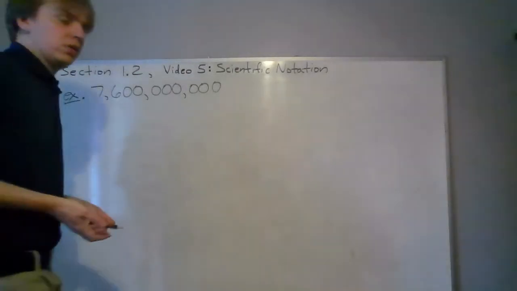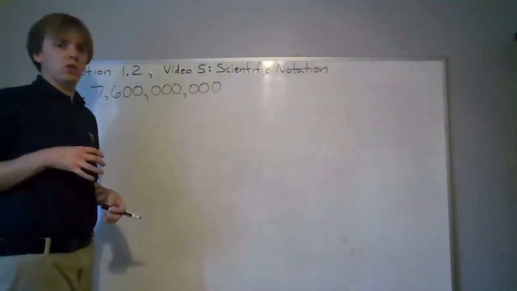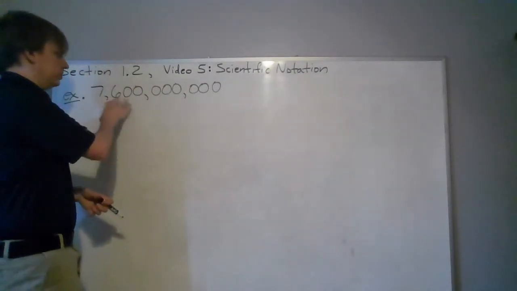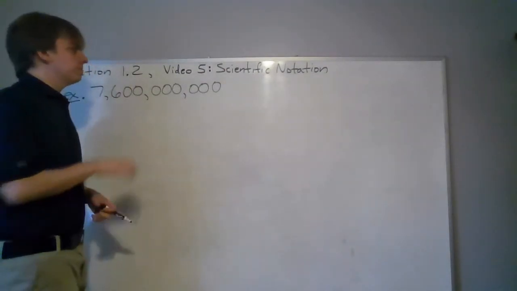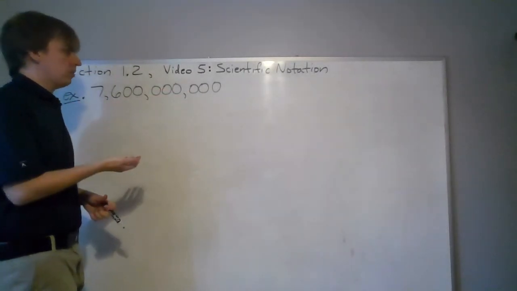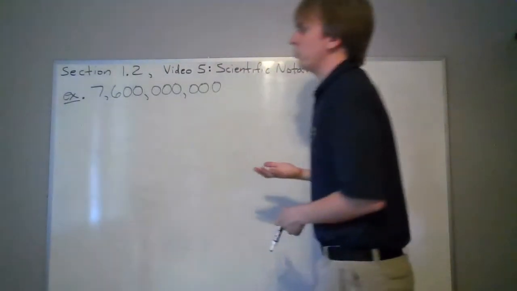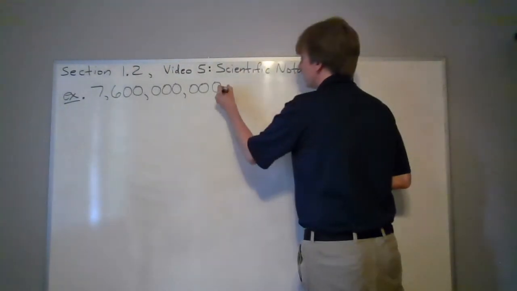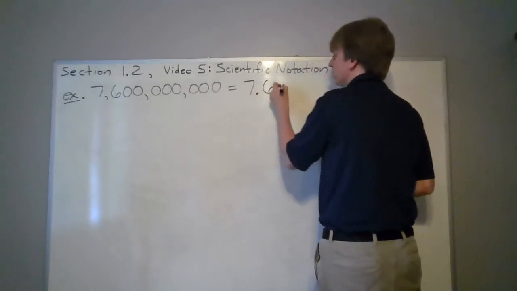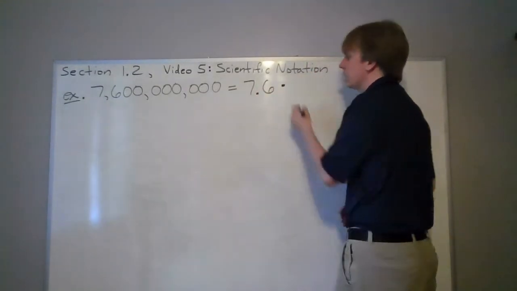Okay, in this video we're going to talk a little bit about scientific notation. So the current population of the world is something like 7,600,000,000. That's a really annoying number to write out, and so I would like to write it as some simpler number times the power of 10. And in particular, it's going to be 7.6 times a power of 10.